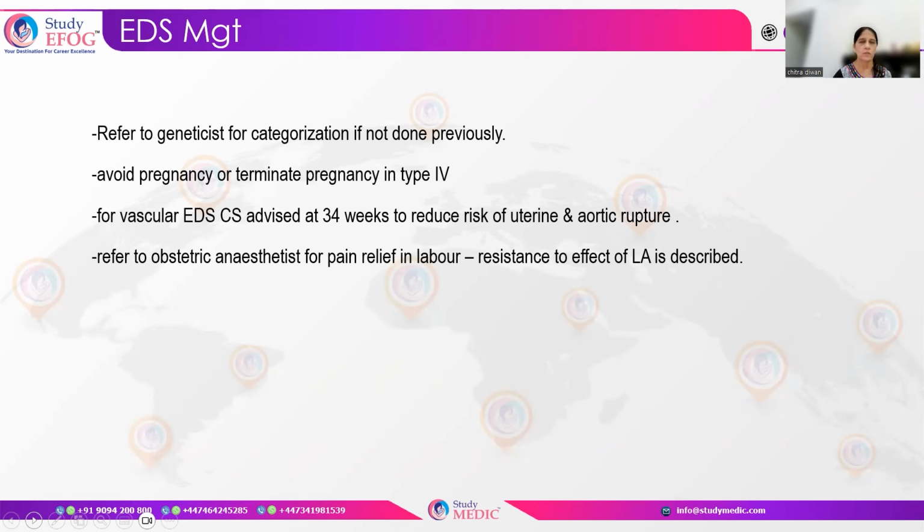For vascular type, a CS is advised at 34 weeks of pregnancy to reduce the risk of uterine or aortic rupture. It's always better to refer these women to an obstetric anesthetist for pain relief and labor, because for some of them, there is a resistance to the effect of local anesthetics.